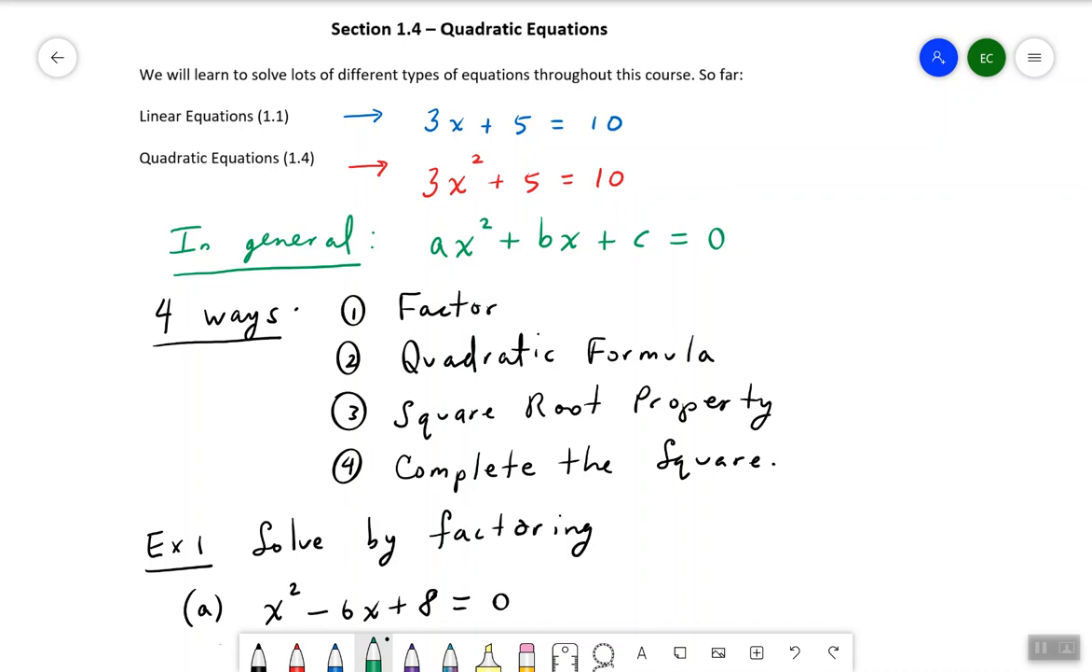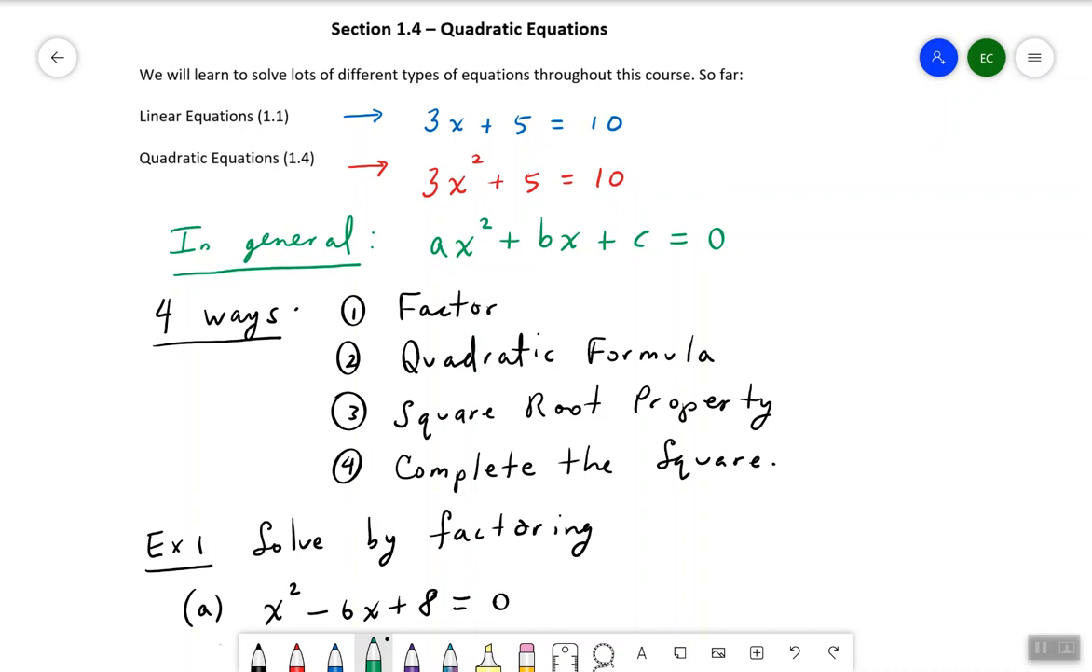Let's start section 1.4. Let's talk about solving quadratic equations. We'll solve lots of different types of equations throughout the course. One of the most important things we need to do is recognize what type of equation we're looking at so that we know what strategy to use to solve the equation.